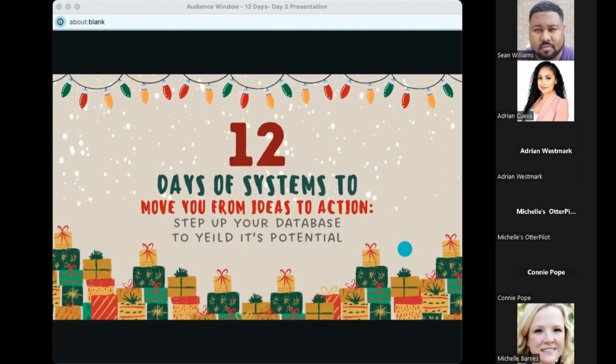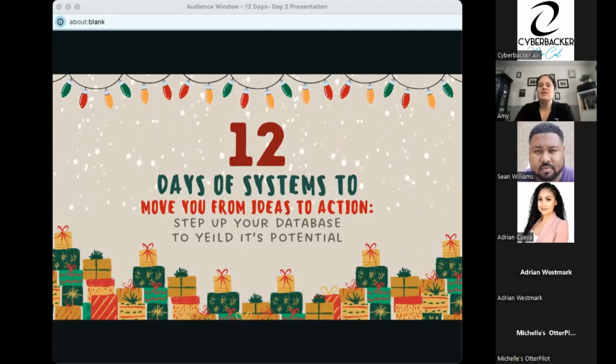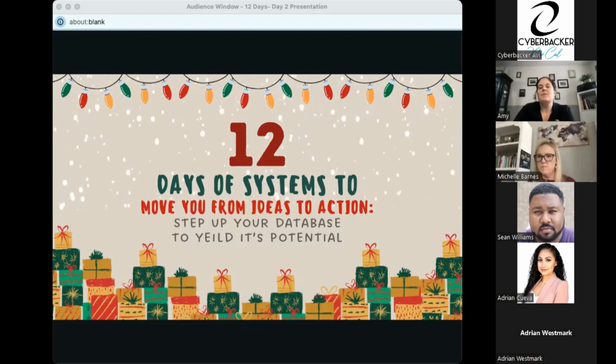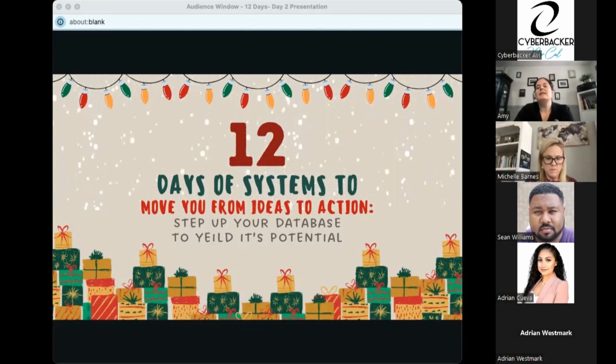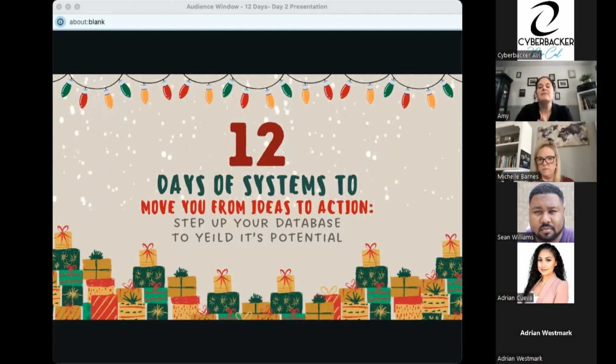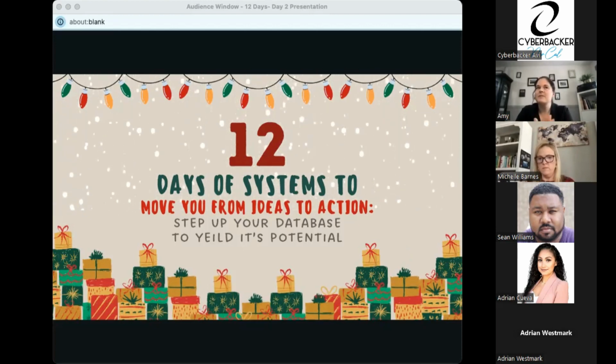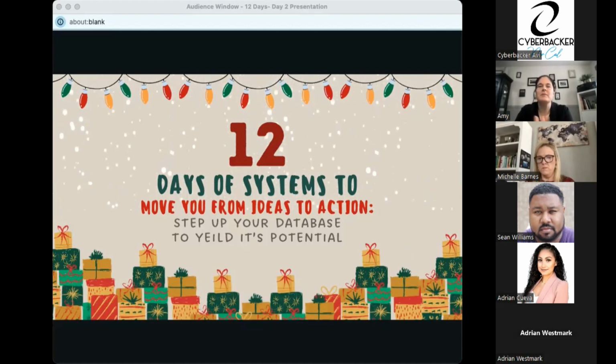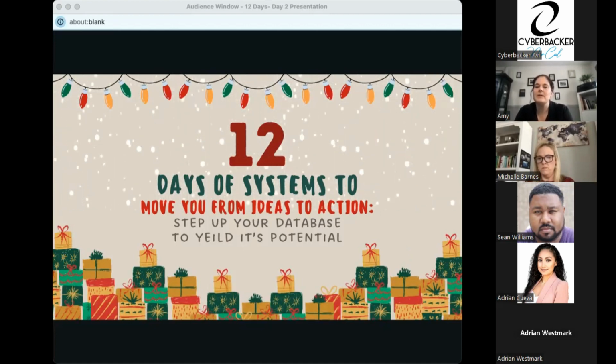Perfect. Yesterday, we covered the importance of why we should dig into our database first. We covered how to figure out the replacement value of your database, right? What is that database worth? What's it going to cost if you were to lose it all today? What would it cost you to replace it immediately instead of taking time to rebuild it?